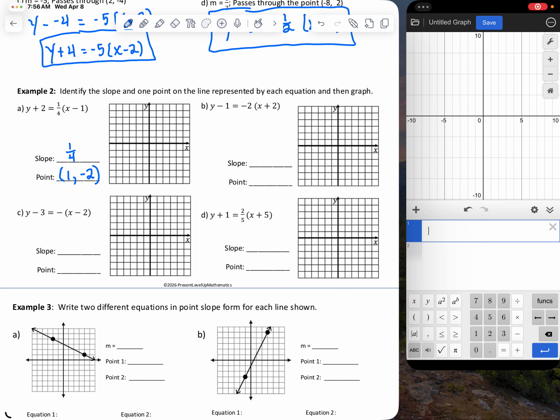So to plot that, I would put a point at (1, negative 2), and then I would use my slope to find an additional point. So up 1 and right 4.